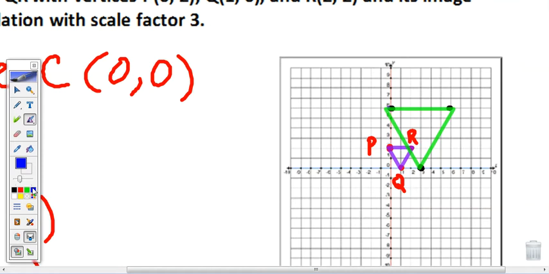Hey, quick question. If I connected this point and this point, what point would it pass through? If I connect all the corresponding parts, where are those lines going to intersect? 0, 0. The center, right? Okay, the center. And mine's kind of screwed up.